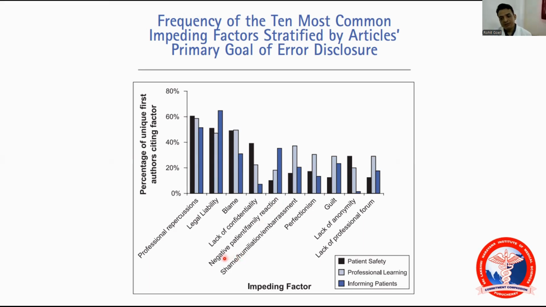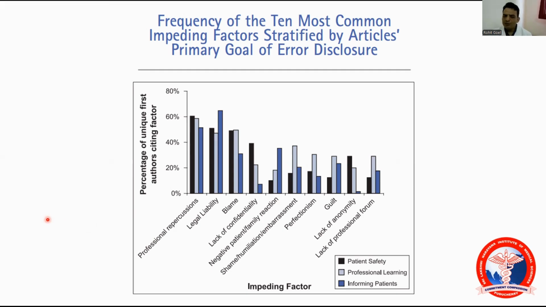The doctor may be feeling ashamed, humiliated, or embarrassed with respect to these errors. And there are issues with respect to perfectionism in practice. When a professional feels perfectionist, it might be difficult for them to admit the errors that have happened. Guilt, lack of anonymity, and lack of a professional forum are some of the factors which hinder a physician from disclosing errors. Understanding these barriers is very important to foster a culture of transparency and accountability in healthcare.